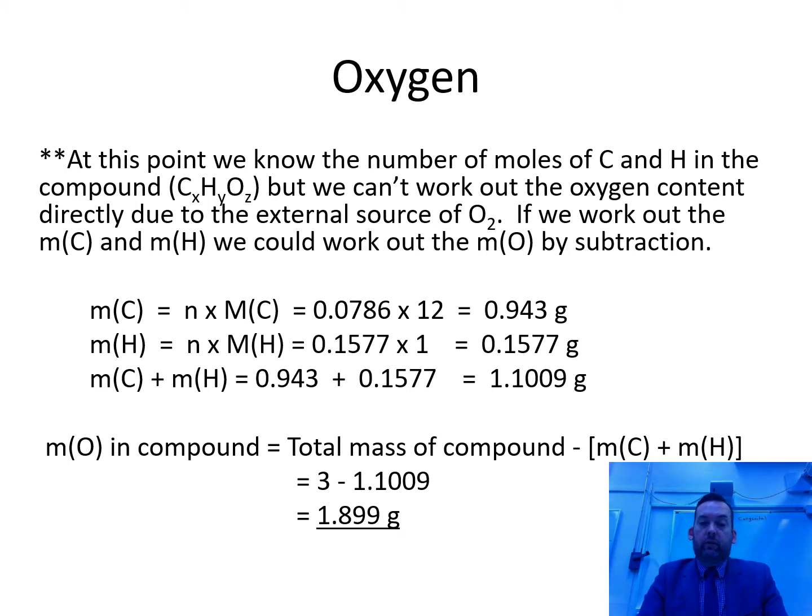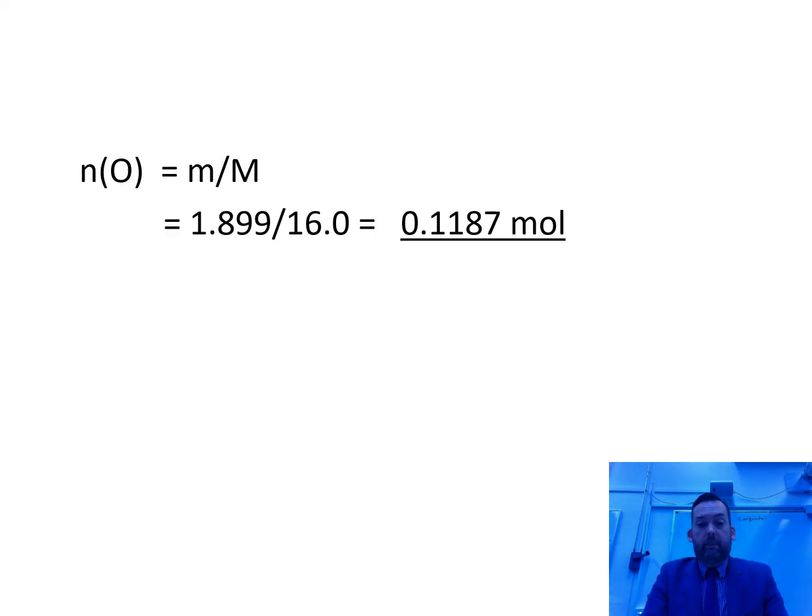Now oxygen we can work out by subtraction. First of all, we work out the mass of carbon by doing the number of moles of carbon times the atomic mass, so that's 0.943. Do the same thing for hydrogen to work out its actual physical mass and add the two together. Now the sample only contained carbon, hydrogen, oxygen, so we get the oxygen from the sample mass minus carbon minus hydrogen. And we do that as shown at the bottom, which is 3 minus 1.1009, 1.899 grams. So that's all done. We then work out the number of moles of oxygen by simply dividing by its atomic mass.